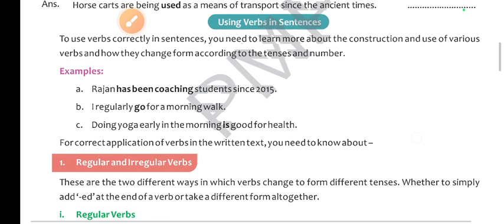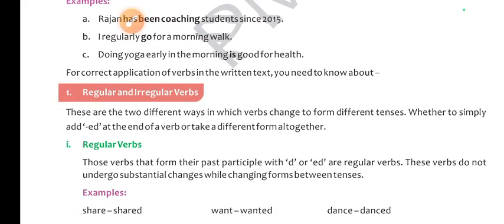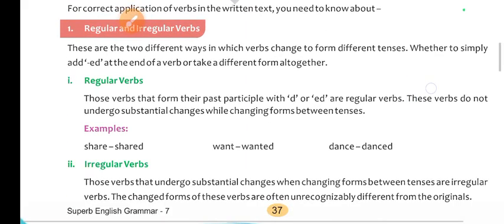Example: Rajan has been coaching students since 2015. I regularly go for a morning walk. Doing yoga early in the morning is good for health. Okay, so here using verbs in sentences, you could see we use them like this. For correct application of verbs in the written test, you need to know about regular and irregular verbs.